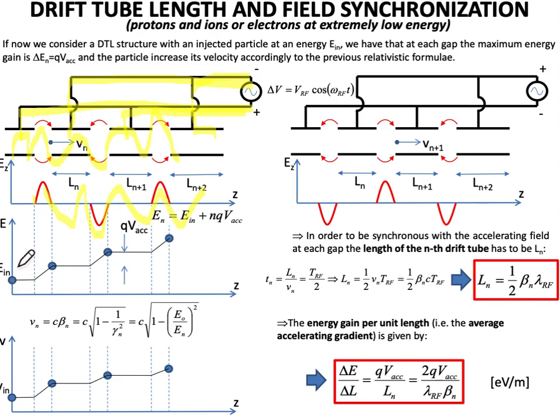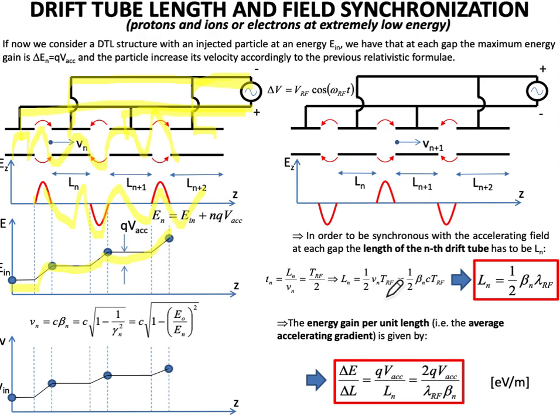So the energy gained by this particle at each and every gap, whenever it reaches one, keeps going up and up and up. The time is equal to length divided by velocity, so T is equal to L_n divided by v. If the time is T by 2, then L_n equals half times beta times c times T.